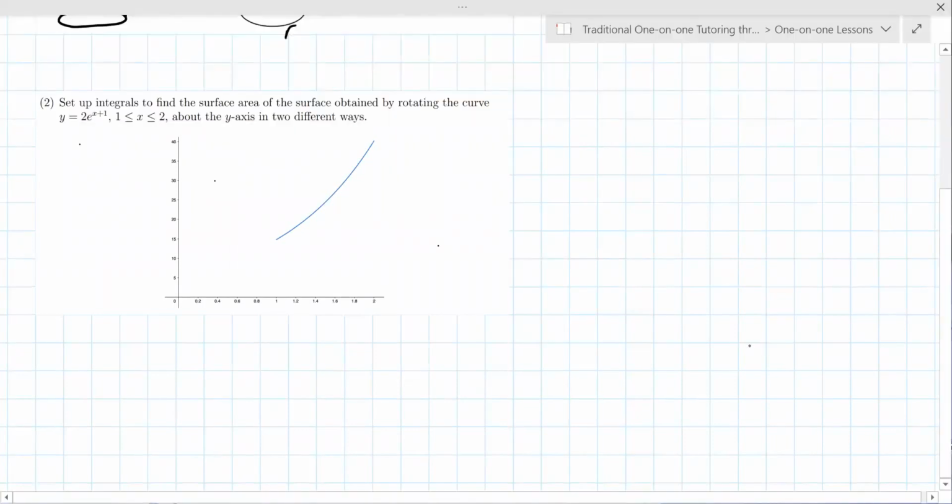Set up integrals to find the surface area of the surface obtained by rotating the curve about the y-axis in 2 different ways. So this one wants the surface area. And full disclosure, I don't remember the formula, so I've got to go look for it. Surface area integral. I always go to this. I think I've told you this many times.